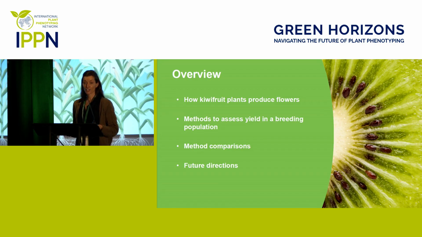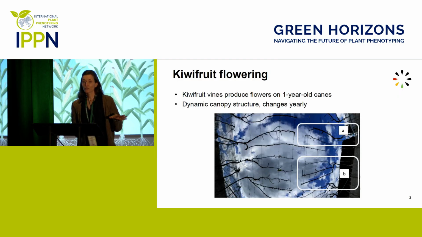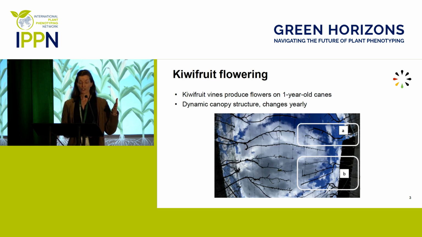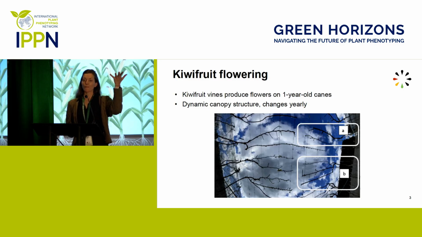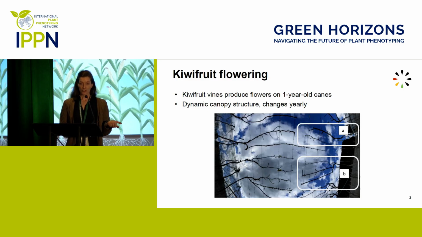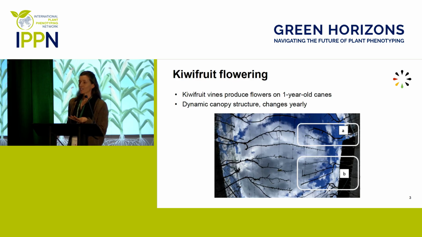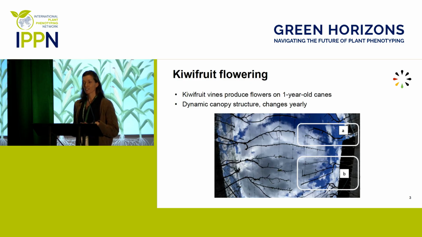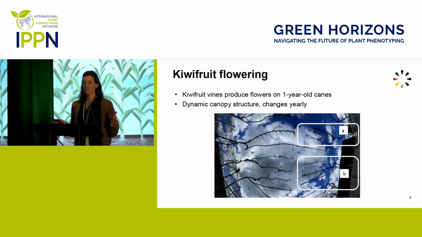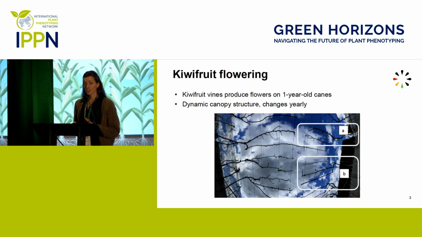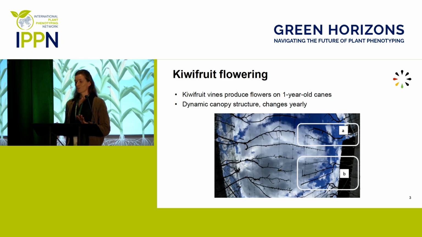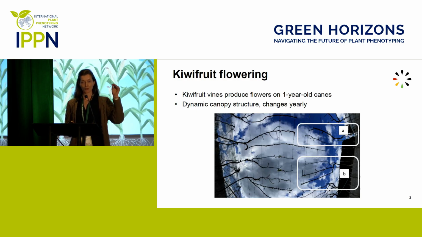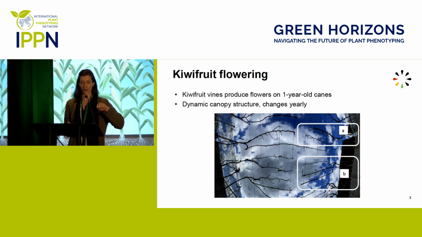And finally, future directions. Kiwifruit produce fruit on 1-year-old canes. We typically grow them on a pergola structure. That photo is us looking up into the canopy after winter pruning. What I want to point out is that there's variation in the size and length of the canes for each of the vines. The vines are planted about 750 millimeters apart, so they're fairly close. Also, the canopy structure changes every year as you remove the cane and tie down the next one.